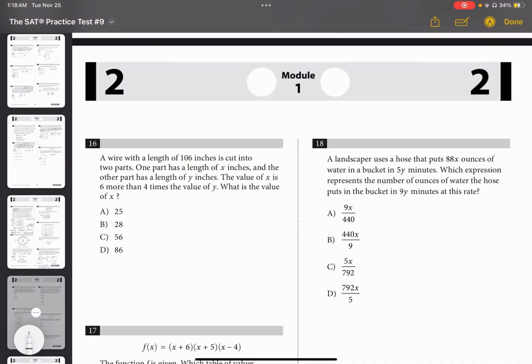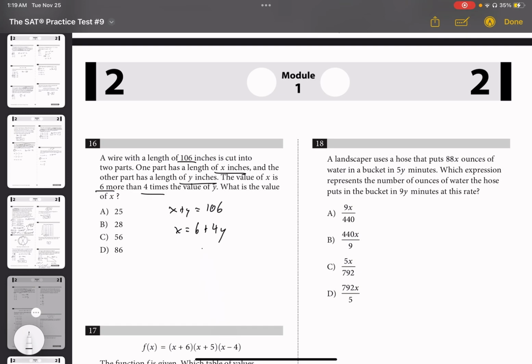Question 16. A wire with a length of 106 inches is cut into two parts. One of the parts has a length of x inches and the other part has a length of y inches. The value of x is 6 more than 4 times the value of y. What is the value of x? So we know that x plus y is going to be equal to 106. And we know that x is equal to 6 plus 4y.